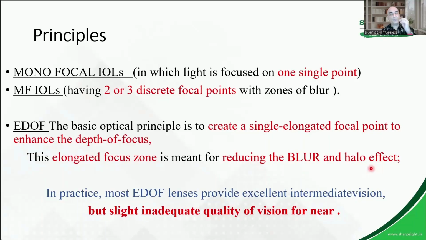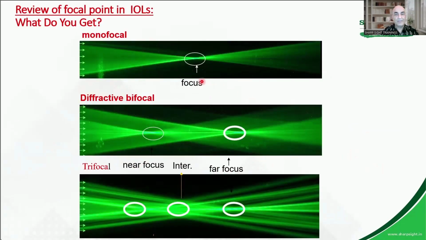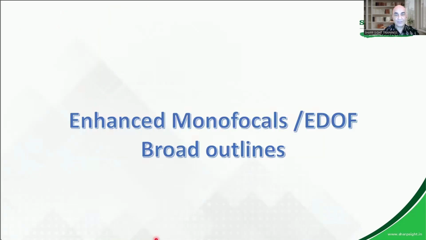Monofocal lenses will give you one single point of focus, whereas an EDOF lens will give you an elongated point, a single point of focus with an extended depth of focus. They are different from the multifocal lenses. Let's see how. In the multifocal lenses, you will have 2 points of focus. In a monofocal lens, you will have 1 point of discrete focus. Trifocal, you will have 3 points of focus with some areas of photic phenomenon or light loss areas.